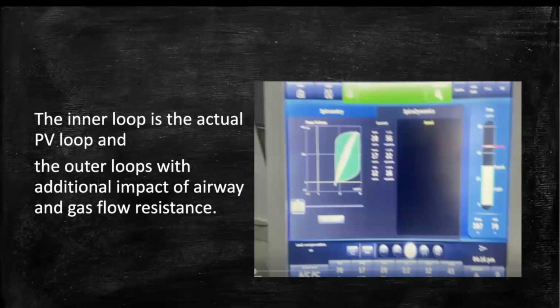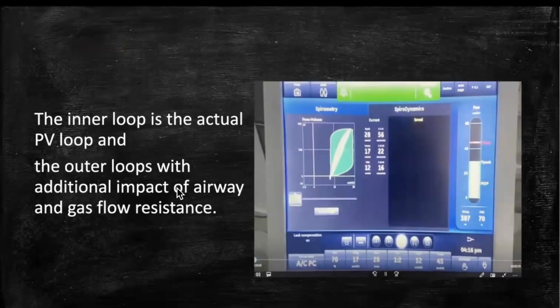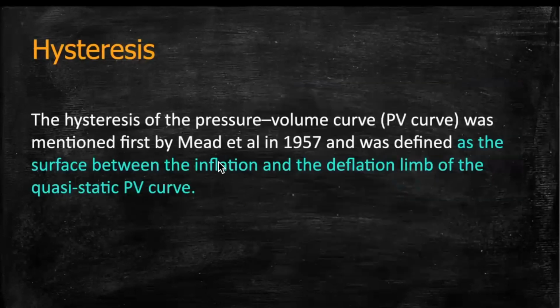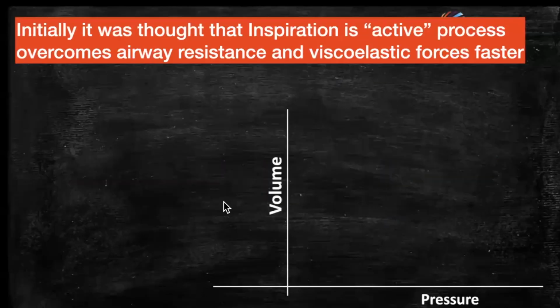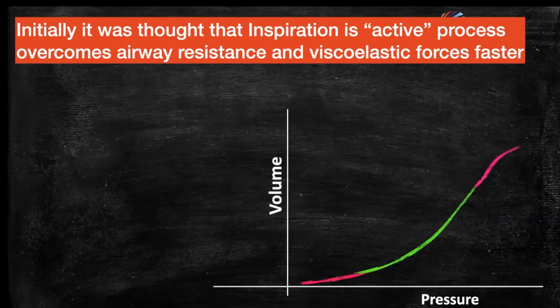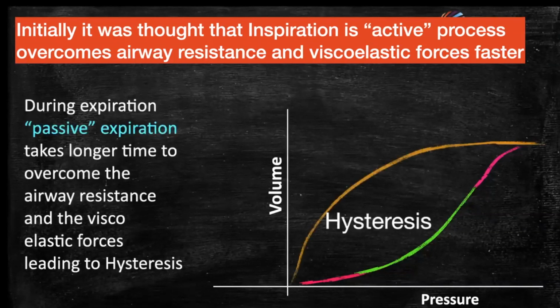Now coming to hysteresis. Hysteresis is the distance between the inspiratory limb and the expiratory limb of the PV loop, which was described first by Mead et al. in 1957. Till then people used to believe that inspiration is an active process. Because it is an active process, rapidly the body takes care of the airway resistance and the viscoelastic forces of the lungs. And during expiration, it is a passive process, so it takes a longer time to take care of the airway resistance and the gas flow. That is why there is a hysteresis.